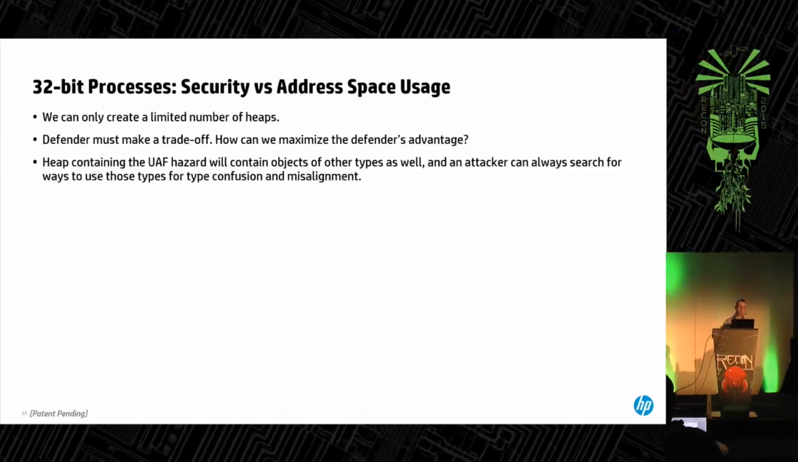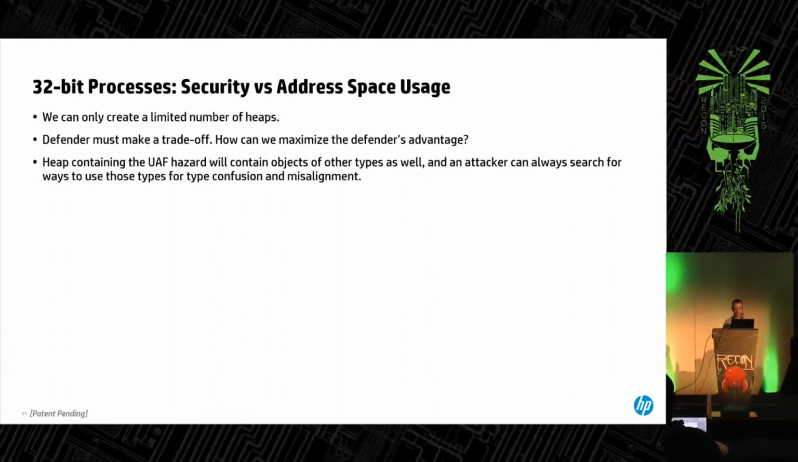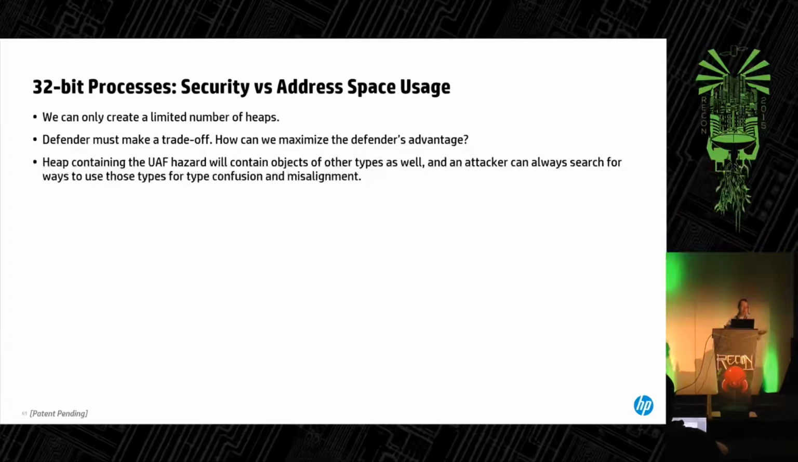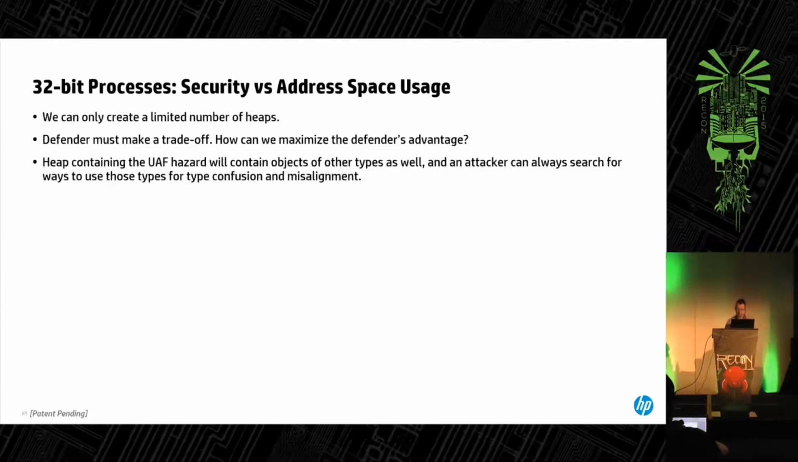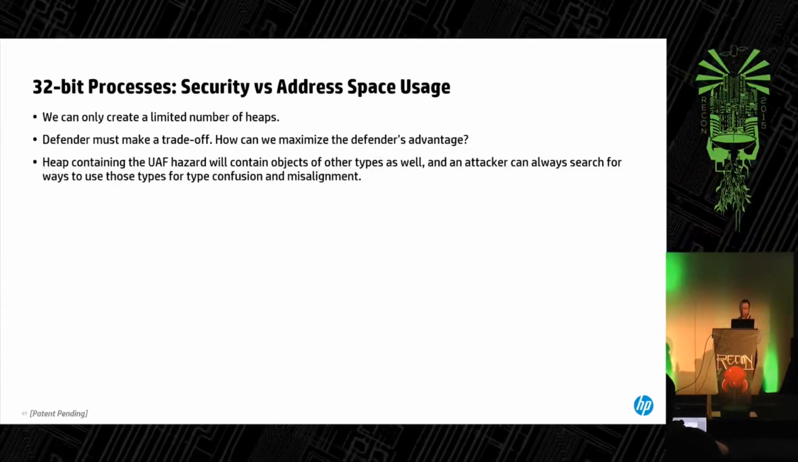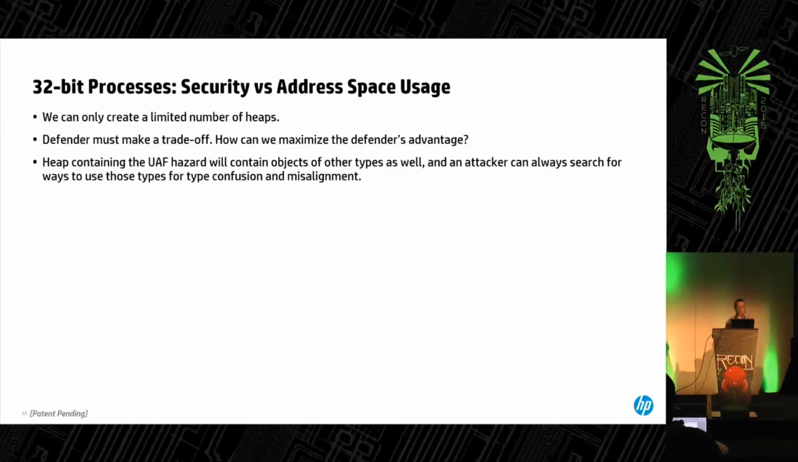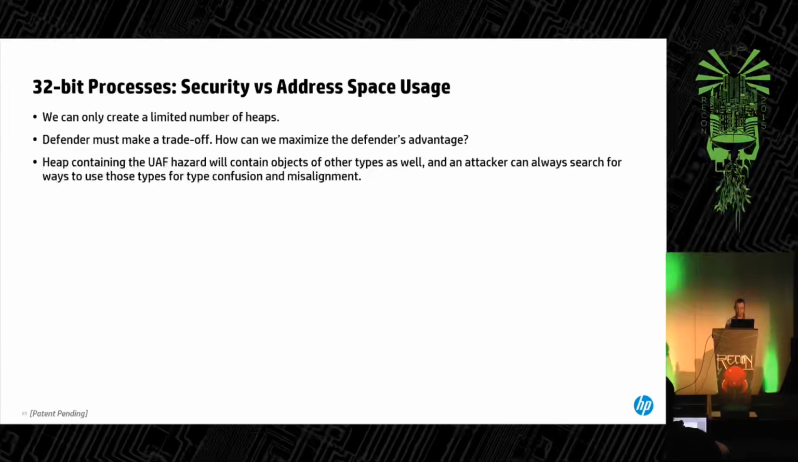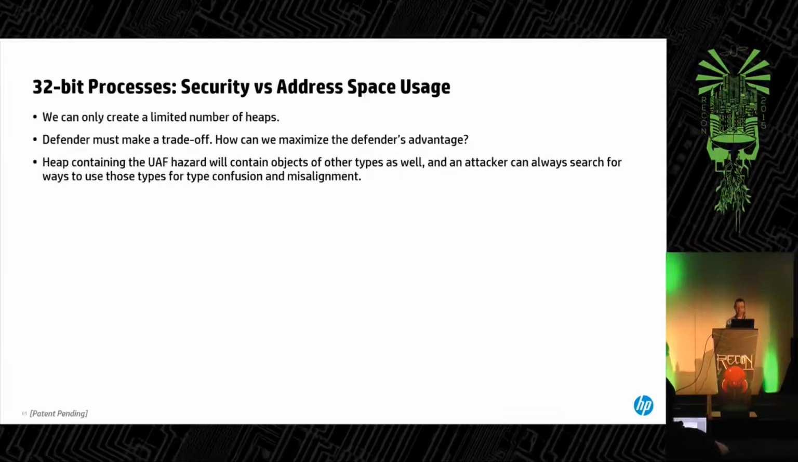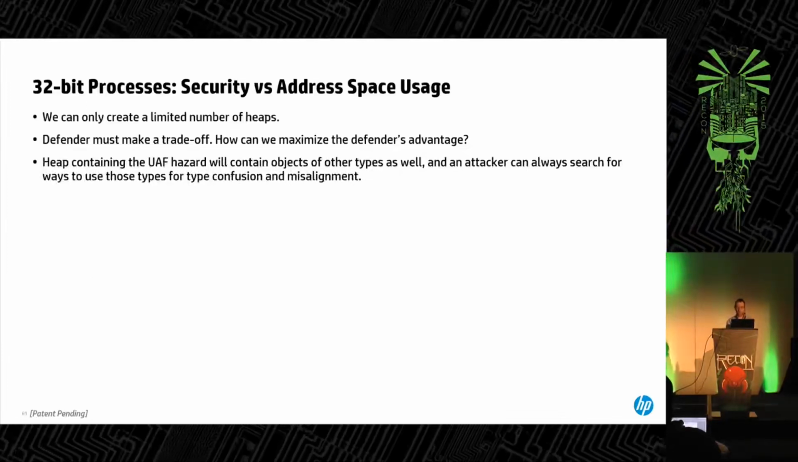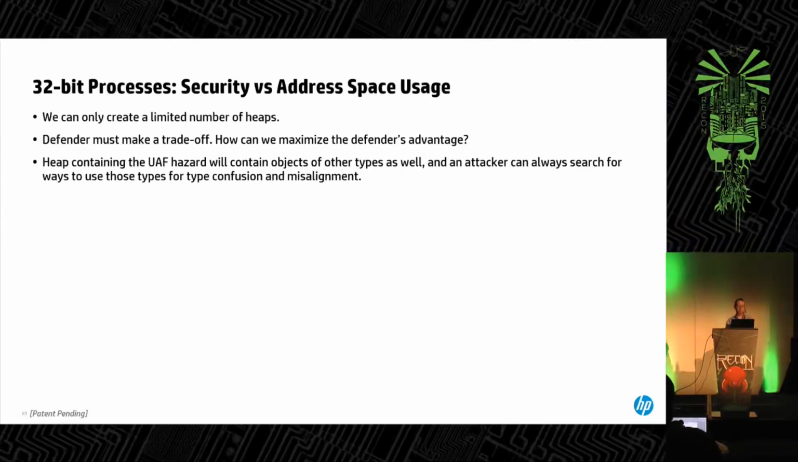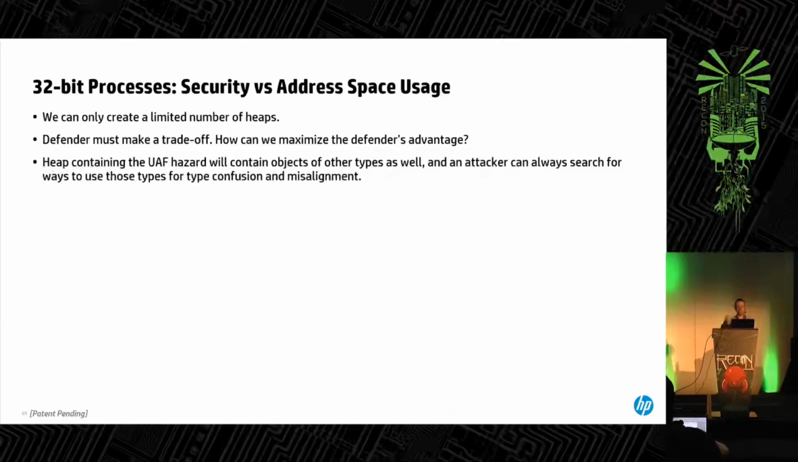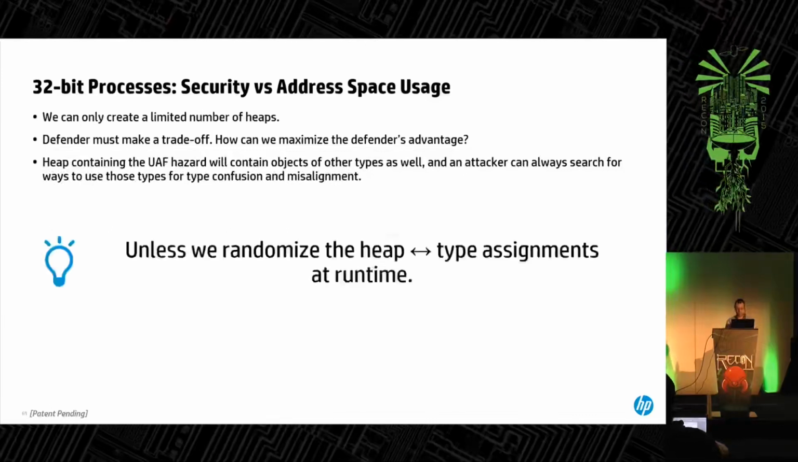What can we do to make the best of this trade-off? We're only going to be able to create a limited number of heaps. How can we make things as hard as possible for an attacker using only a limited number of heaps? In whatever way we make assignments of types to heaps, an attacker who has discovered a UAF on one particular heap will try to construct an exploit via type confusion and or misalignment by making use of the various types that we have assigned to that same heap.